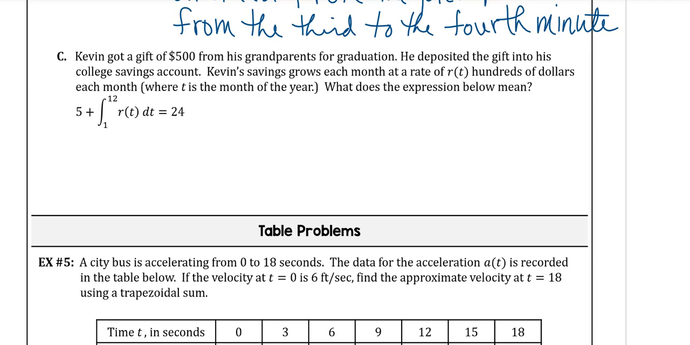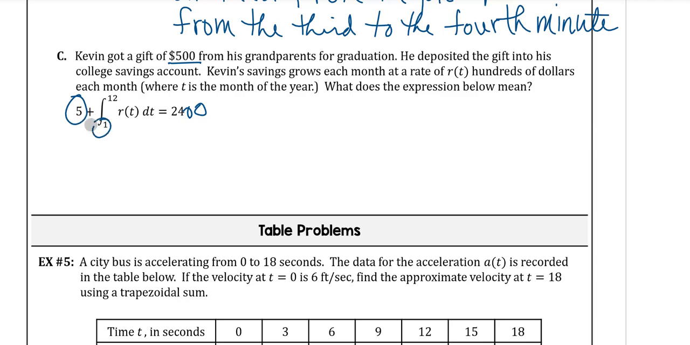Okay, part C says, Kevin got a gift of $500 from his grandparents for graduation. He deposited the gift into his college savings account. Kevin's savings grows each month at a rate of R of t hundreds of dollars each month, where t is the month of the year. What does the expression below mean? So as you can see, they have taken into account the $500, and because this is 500, you want to realize that the 24 is actually 2,400 that he initially got, and then we're integrating from month 1 to month 12 our rate of growth.